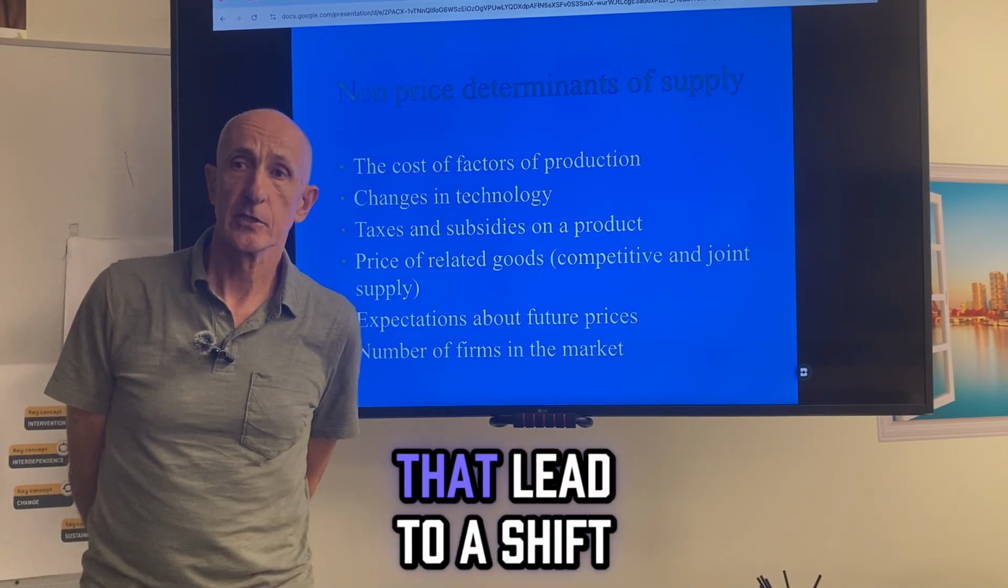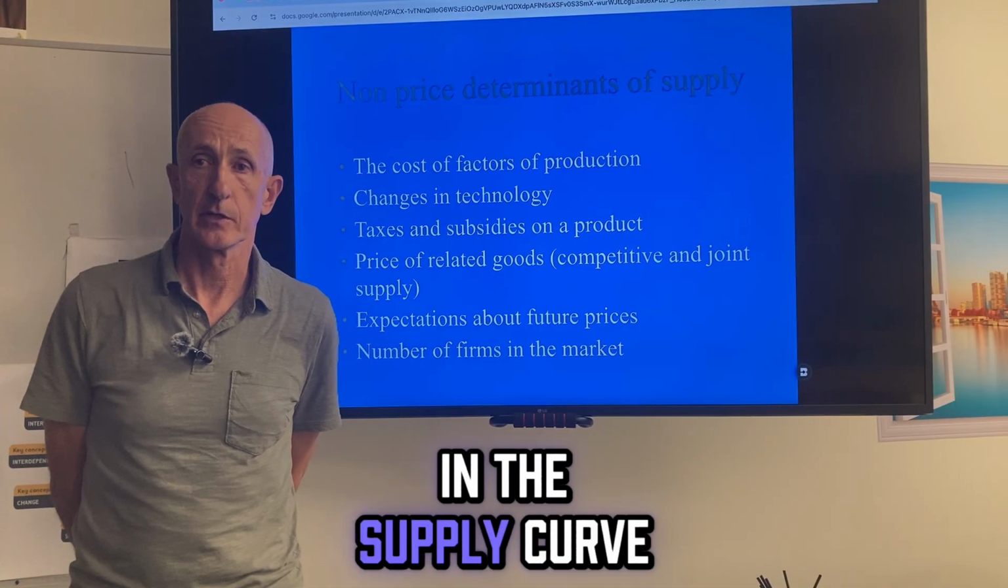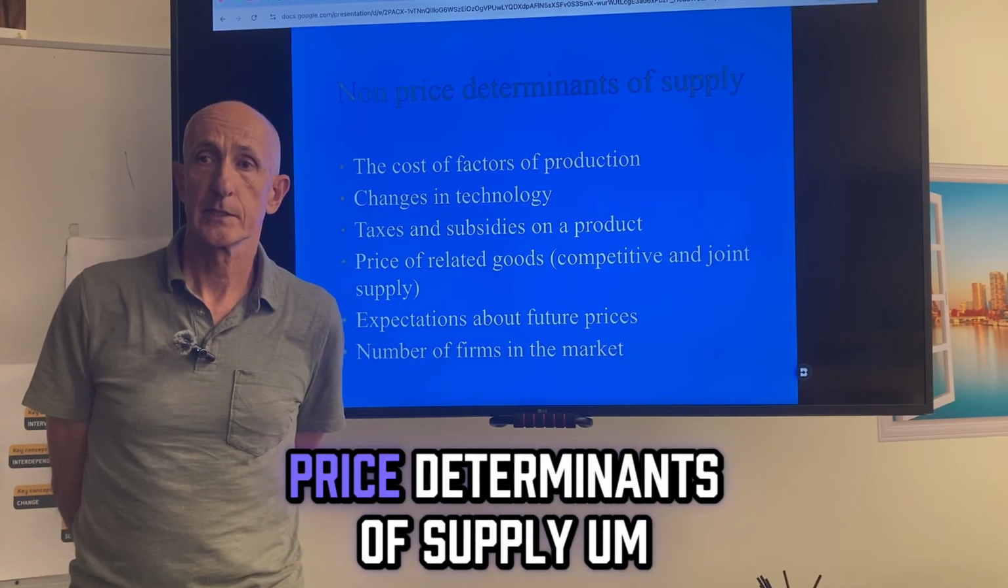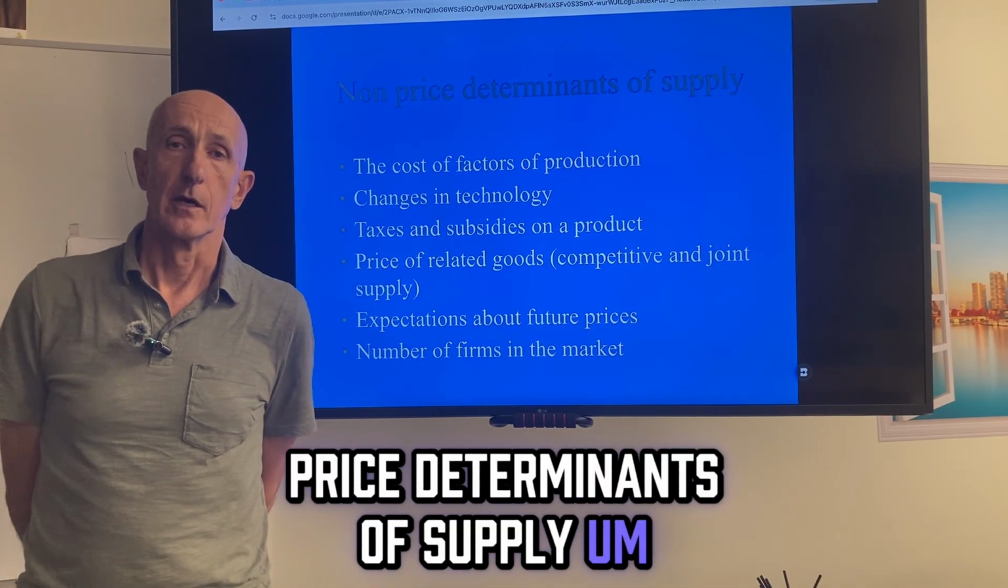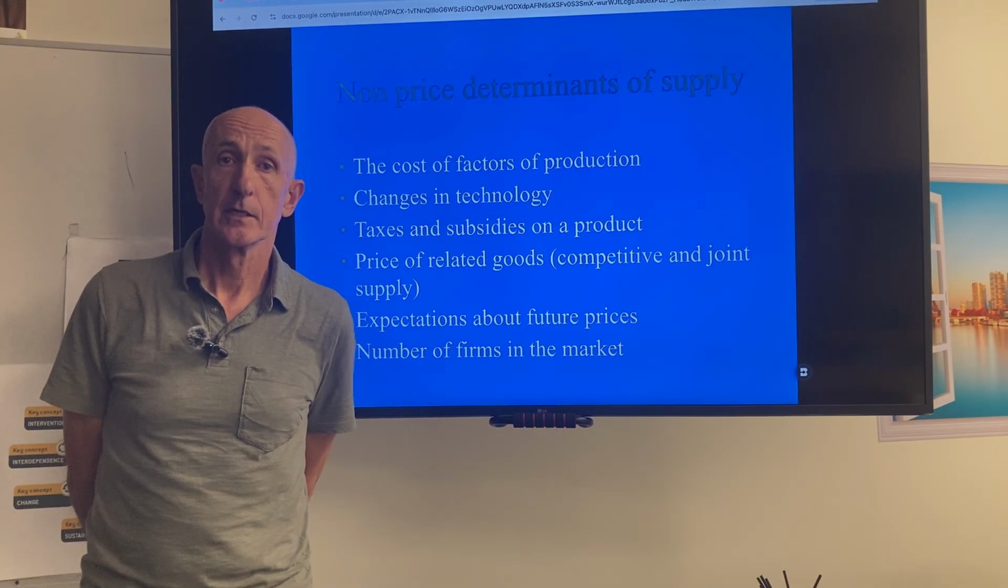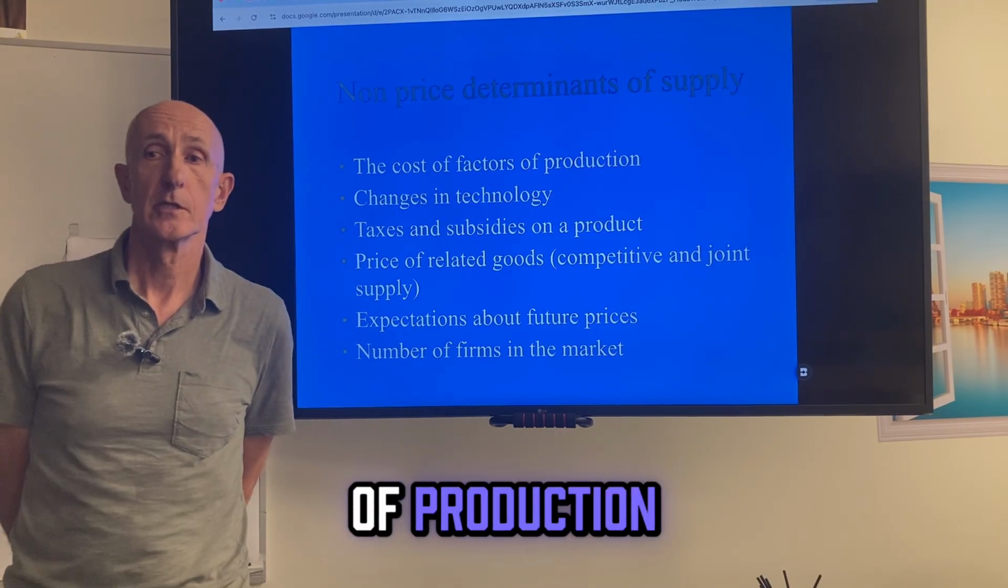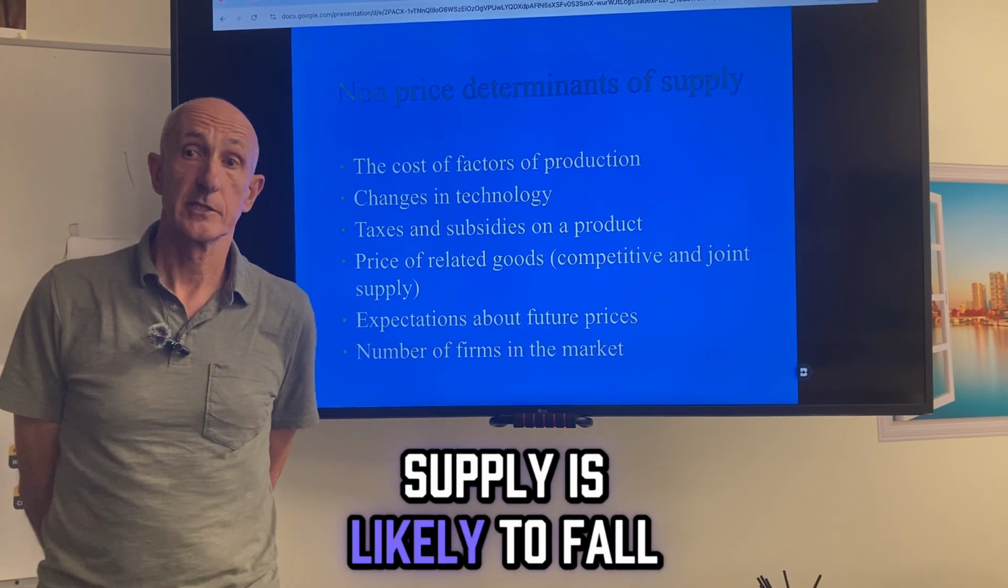These are the factors that lead to a shift in the supply curve. So we call them non-price determinants of supply. You need to learn the list. Many of them refer to costs of production. So if costs go up, supply is likely to fall.